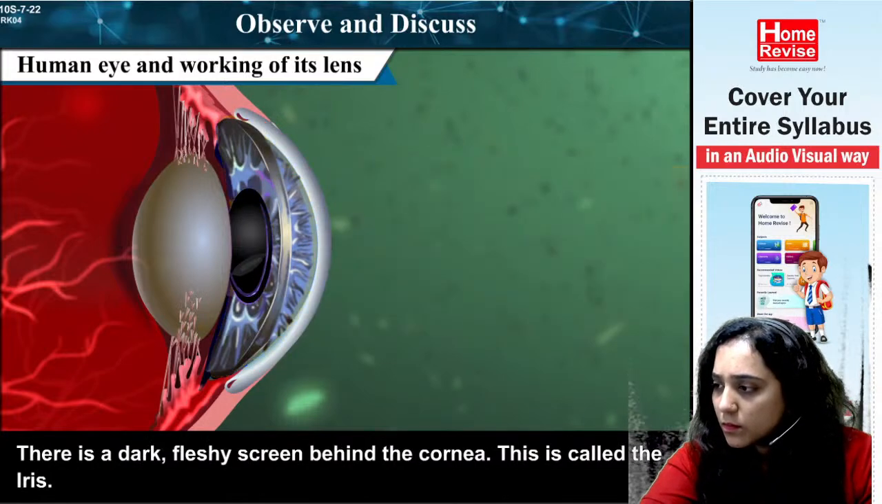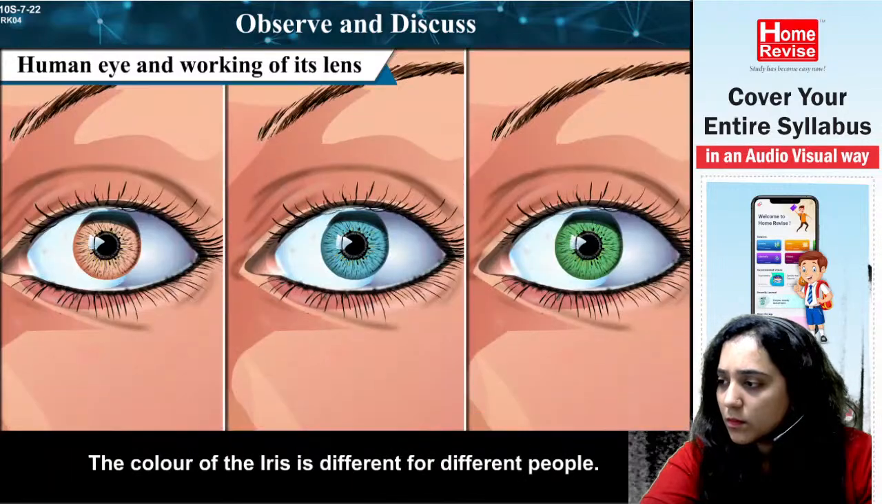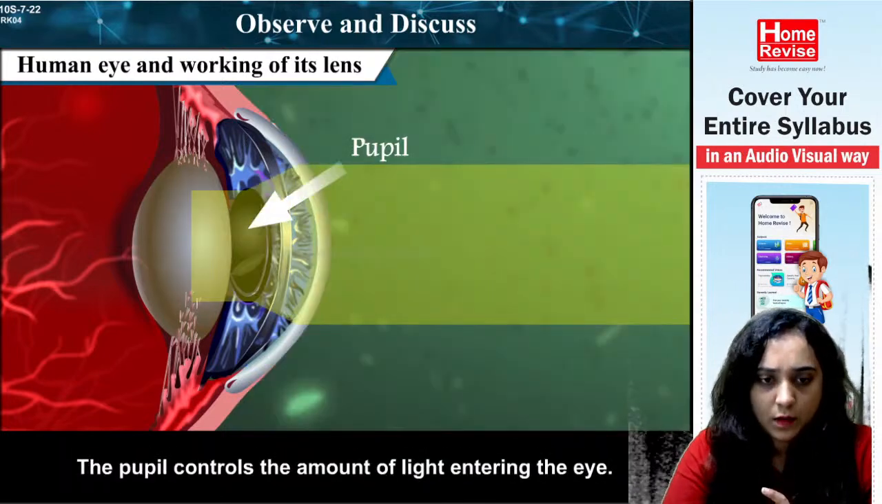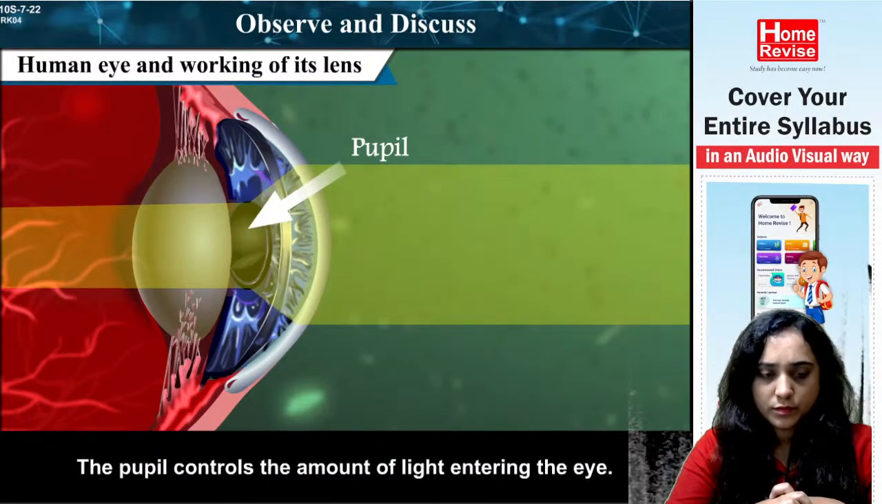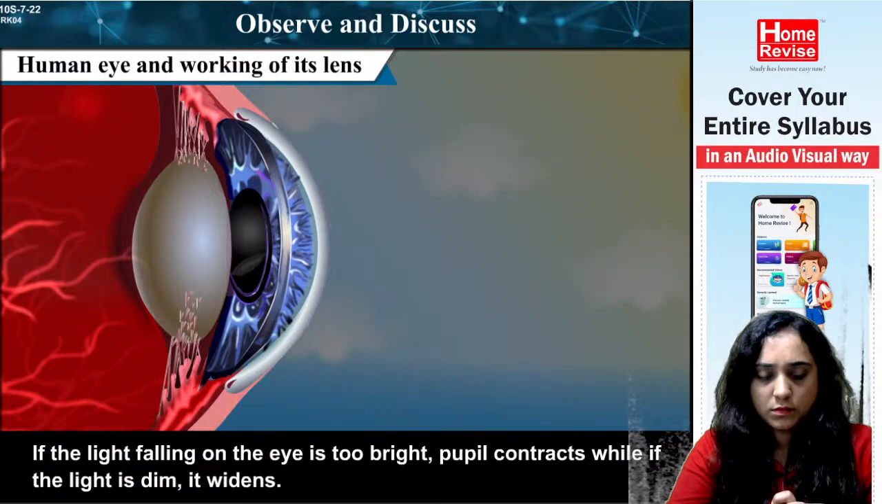There is a dark, fleshy screen behind the cornea. This is called the iris. The color of the iris is different for different people. There is a small hole of changing diameter at the center of the iris, which is called the pupil. The pupil controls the amount of light entering the eye. If the light falling on the eye is too bright, the pupil contracts, while if the light is dim, it widens.